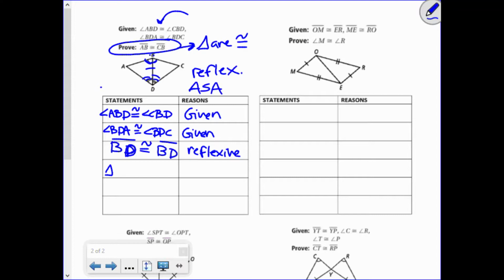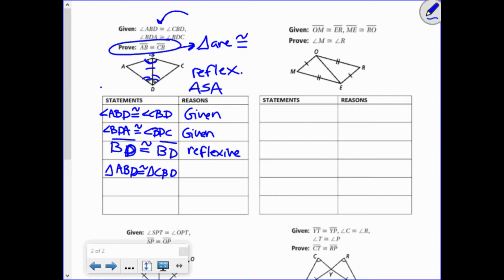Now this is where it's your choice how you would like to name the triangles. You're going to name the first triangle however you want. Just make sure you name the second triangle in the corresponding order. So if I name the first triangle ABD, then I'm going to name the second triangle. I check really quickly what corresponds to A, that would be C. What corresponds to B, that would be B itself. And then what corresponds to D would be D itself as well.